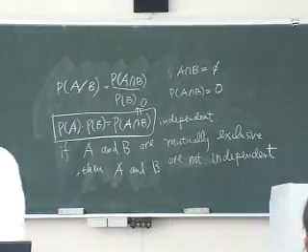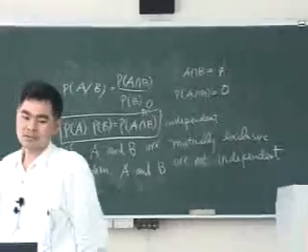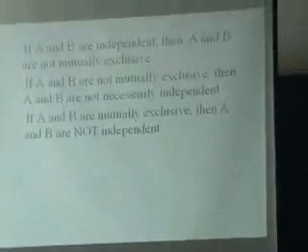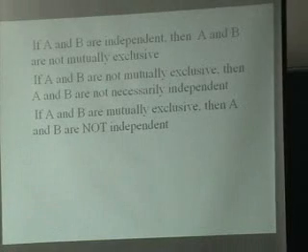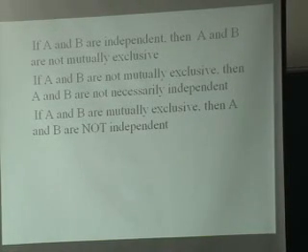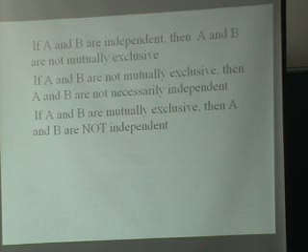So let us move on. Okay, here. So you can see if A and B are independent, then A and B are not mutually exclusive, because that equation is going to hold. So P(A) times P(B) must be equal to P(A and B) if A and B are independent. So what does that mean? That means the intersection of A and B will not be equal to the empty set. If that is the case, then they are not mutually exclusive.